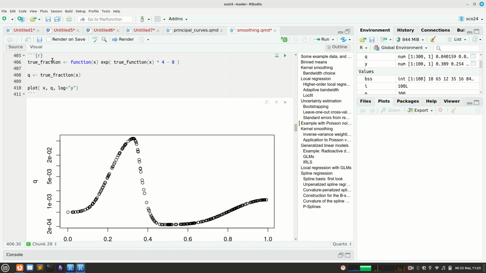And I call this true fraction now instead of true function, because it's the fraction of all the transcripts which fall onto our simulated gene.